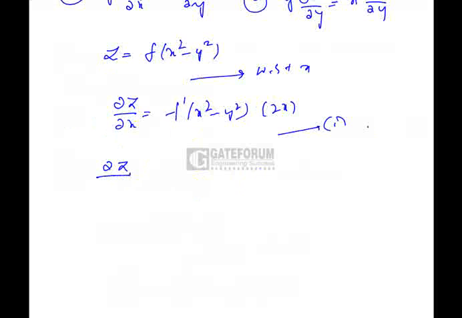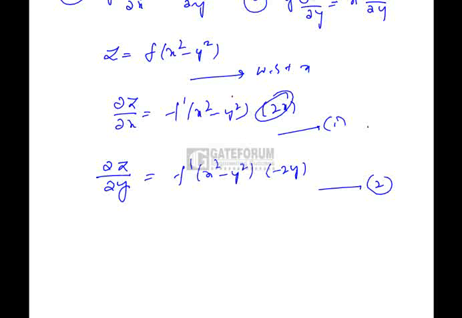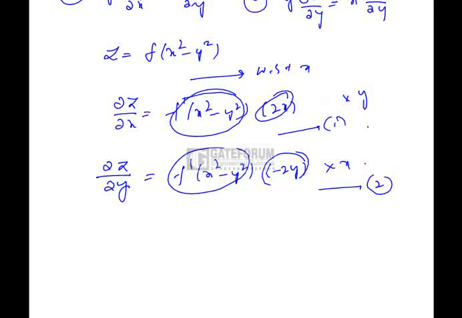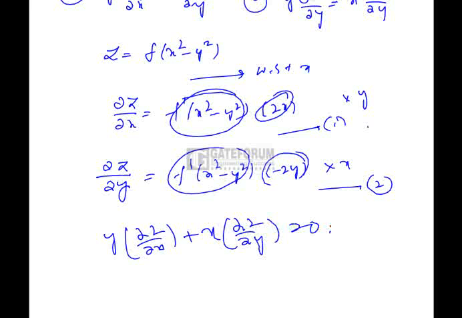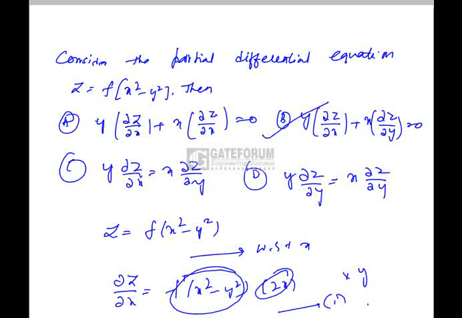Now we'll differentiate z with respect to y partially. So it is f dash of x square minus y square into differentiation is minus 2y, which is equation 2. Now we have 2x here and f dash of function. We have 2y here and f dash of function. If I multiply y to the first function and x to the second function and add, then the result will be 0. So it is y into dou z by dou x plus x into dou z by dou y will be equals to 0, which is nothing but option B.